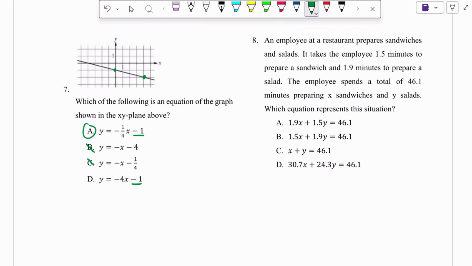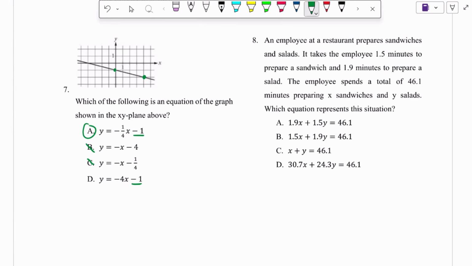Okay, problem 8. Now you're doing the reverse. They're going to give you some information, and you have to find out what the equation is based on this information. An employee at a restaurant prepares sandwiches and salads. So we got 2 things going on, sandwiches and salads. It takes the employee 1.5 minutes to prepare a sandwich and 1.9 minutes to prepare a salad. The employee spends a total of 46.1 minutes altogether.